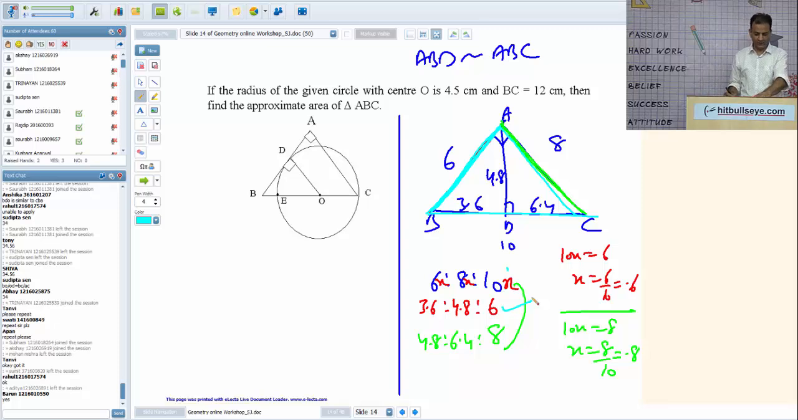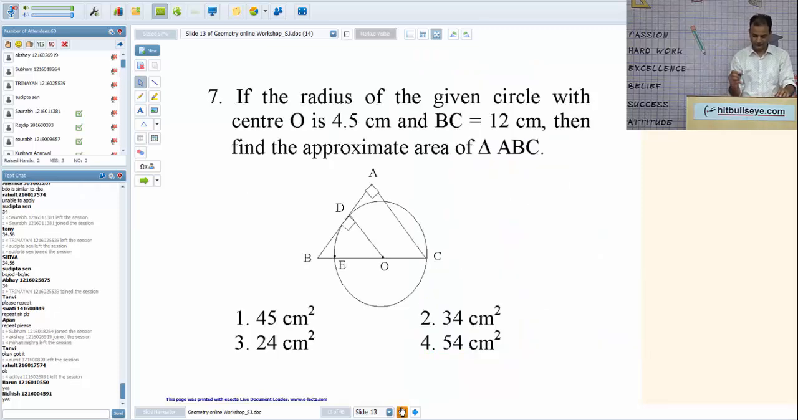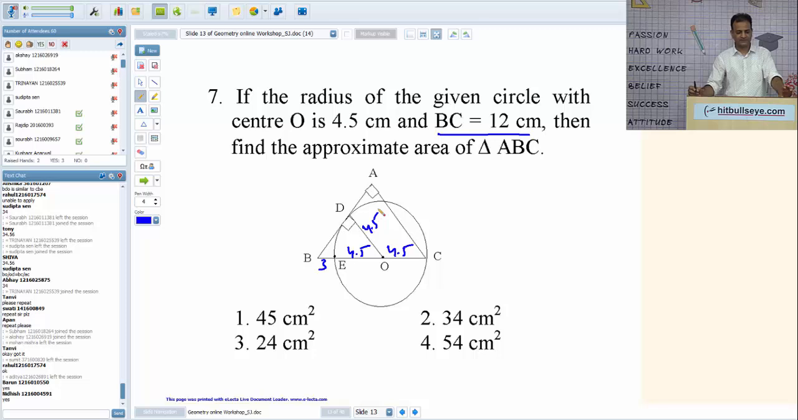Same thing. Now I am applying this. Now see, this is given, friends, 4.5. This is given 4.5, and this BC is 12. So that means the remaining will be 3. Now this is again a radius from the center. OD is a radius, 4.5. Now you can see whether you can apply Pythagoras theorem, DB square plus OD square equal to OB square, but it will take a lot of time.